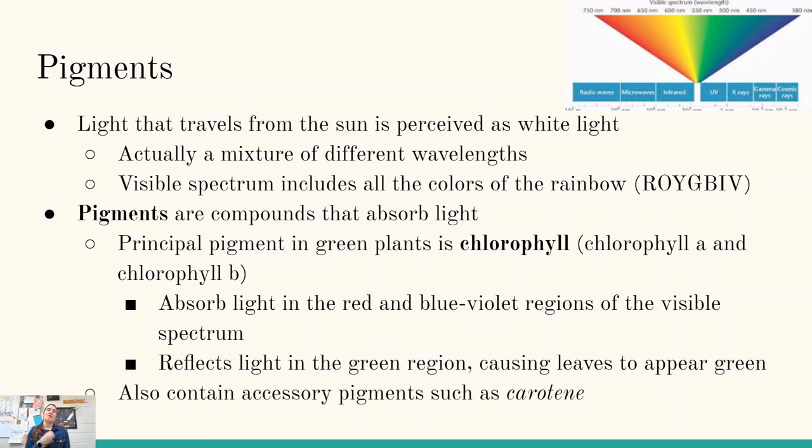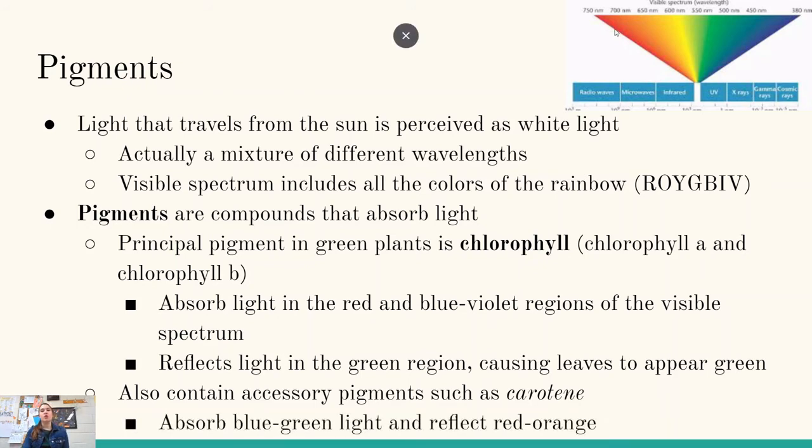Leaves are also going to have some other pigments in there. One is carotene. Carotene reflects that red-orange part. Carotene is really popular. It is present in high amounts in carrots. That's why carrots are orange. Okay, so then they're going to be able to absorb that blue-green light.